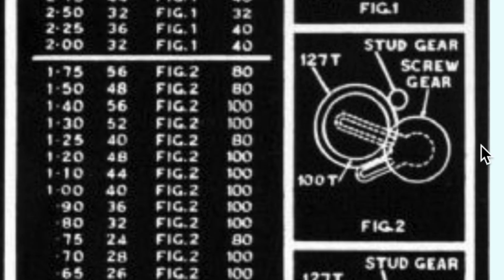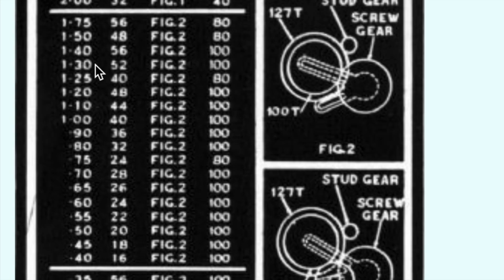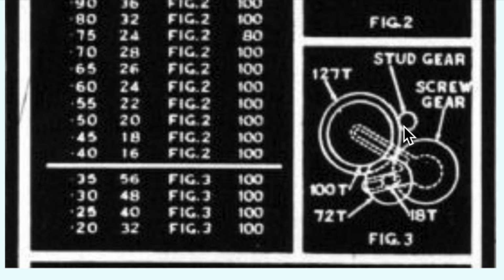This one here in the middle is the standard type of setup we were just looking at, where you've got the stud gear driving a compound gear with 127 teeth on one and 100 on the other, and it's driving the screw gear. So in this middle section, that's all using figure 2, that standard type of setup, and they recommend using this stud gear combined with this lead screw gear, and that'll give you the required pitch in metric. But if you start getting to extremes, you get these very complicated setups. They've got one compound pair driving another compound pair and then going to the lead screw gear.